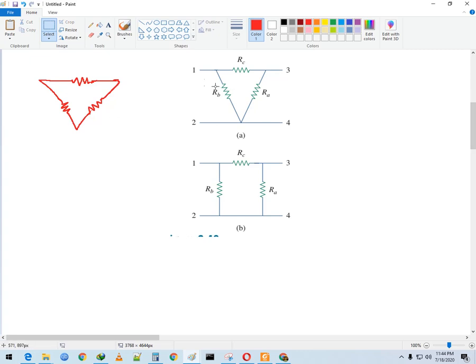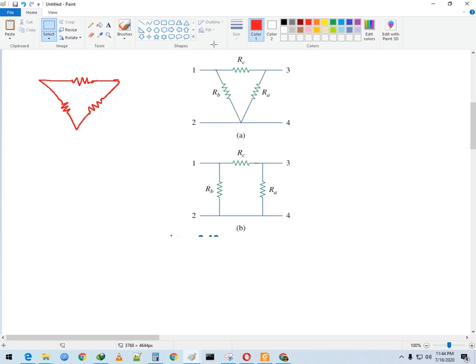You see that there are three resistors, RA, RB and RC. All these three are connected in a triangular fashion, and it looks like they are in series with each other, but in reality they are not in series. We call this kind of circuit a delta circuit.